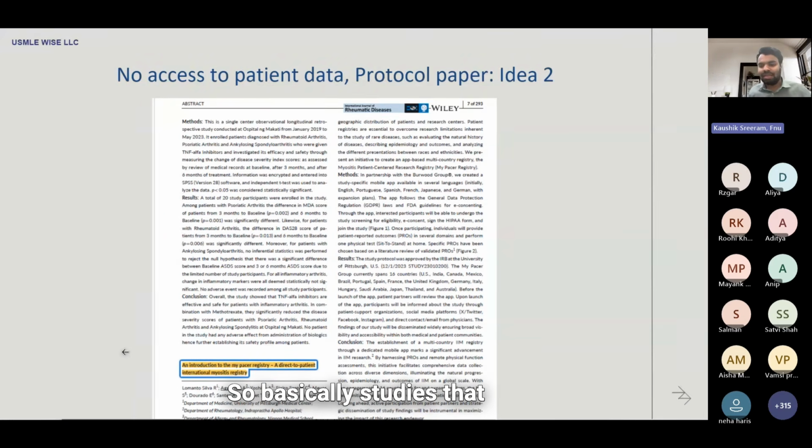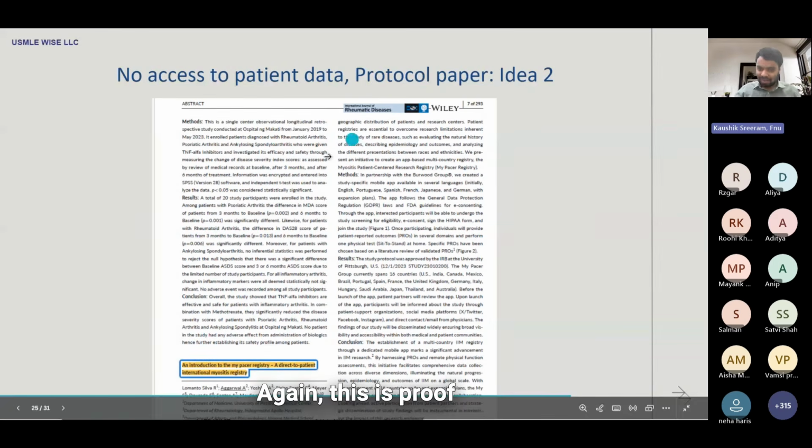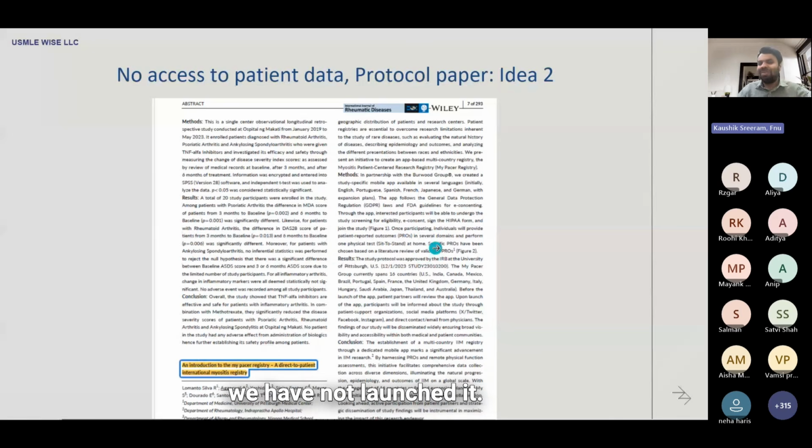So basically, studies that are yet to be conducted. Yes, studies that are yet to be conducted. Again, this is proof, evidence. We have not conducted it. From 2023 until now, we have not launched it fully. We have been launching it. So that's the thing.